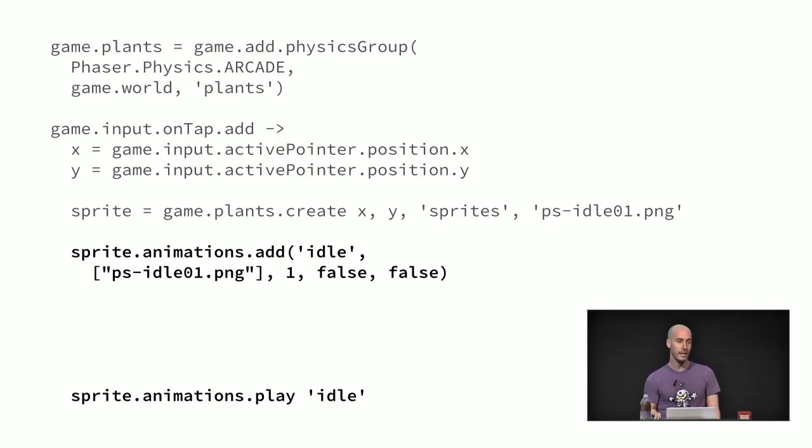We're gonna make an idle animation. So in Plants vs. Zombies, you've got the plants and they're dancing back and forth. I don't have that, so I'm just giving them one frame. I'm telling it, you don't need to loop it because there's only one frame. And I'll start with that idle animation.